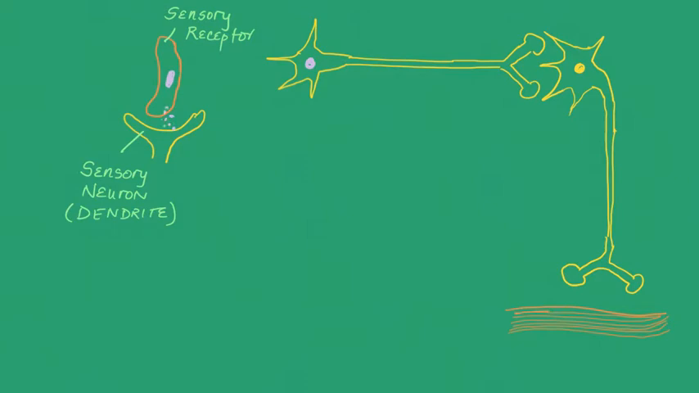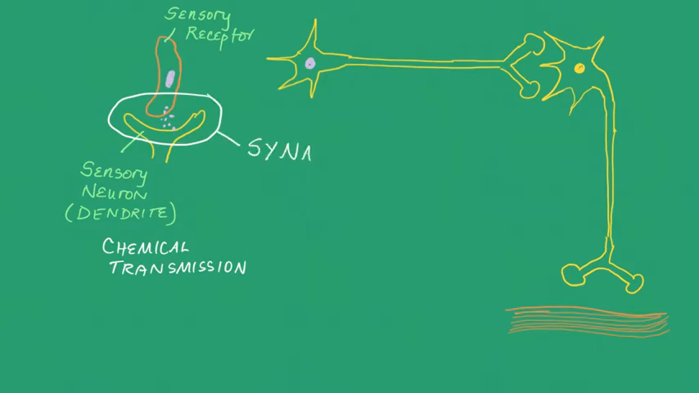So this chemical is made by the presynaptic cell and it's sent to the postsynaptic cell. And the type of transmission that occurs here is a chemical transmission and not an electrical transmission. We call this a synapse, and the space between the two cells is called the synaptic gap or the synaptic cleft. Similarly, we could have a synapse between two neurons.